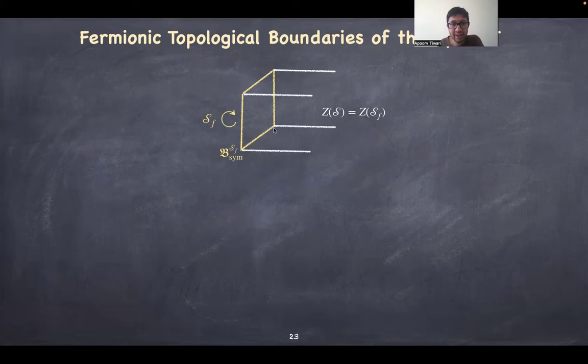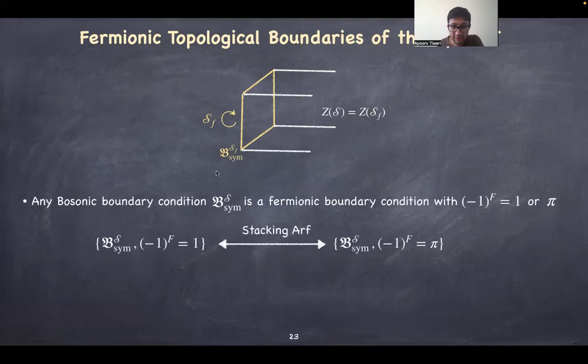So more precisely, a fermionic symmetry boundary is actually any bosonic boundary condition can also be thought of as a fermionic boundary condition with the fermion parity implemented by either the identity or the pi line. And this just amounts to taking any bosonic theory and viewing it as a fermionic theory in a trivial way, or just stacking the Arf theory on it and then viewing it as a fermionic theory.